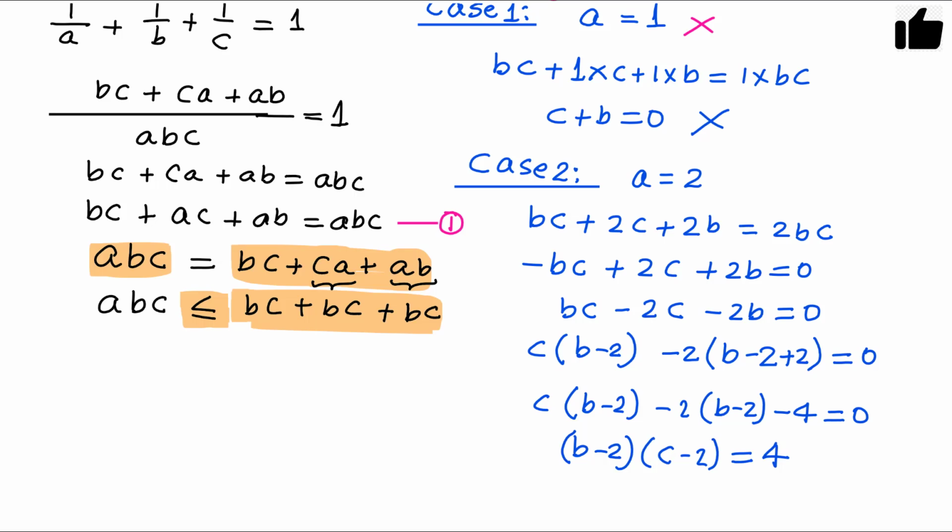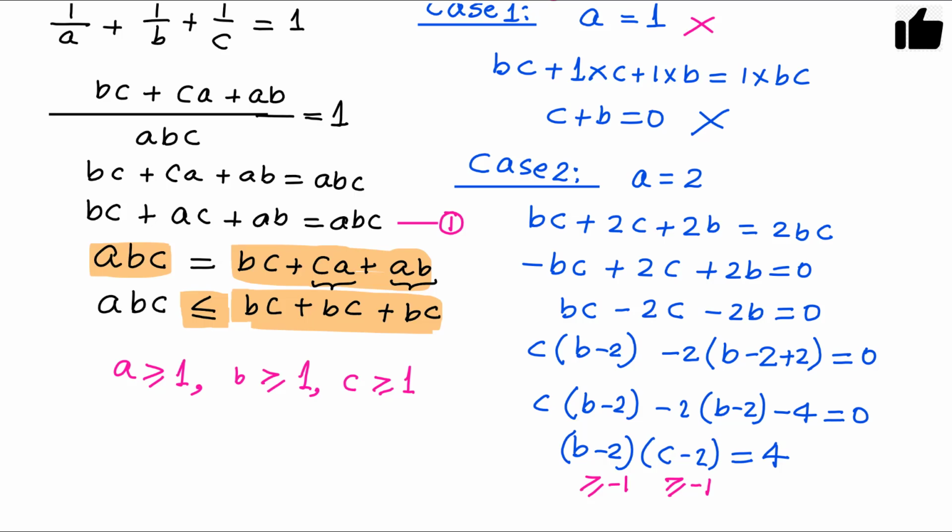Now remember, A, B, C are positive integers. This means A is greater than or equal to 1, B is greater than or equal to 1, and C is also greater than or equal to 1. What about B minus 2? If B is greater than or equal to 1, B minus 2 will be greater than or equal to minus 1.